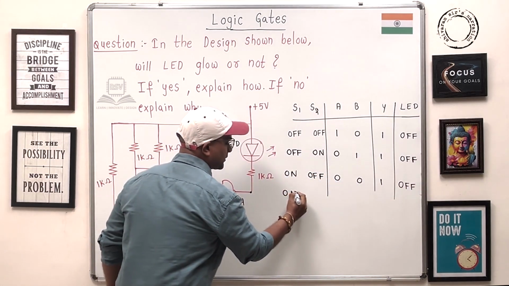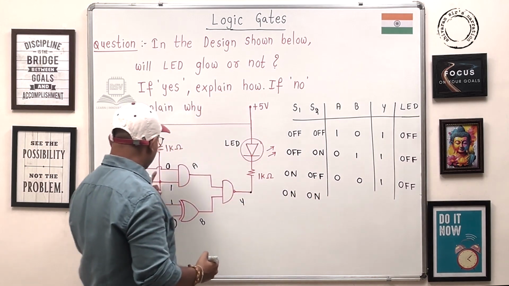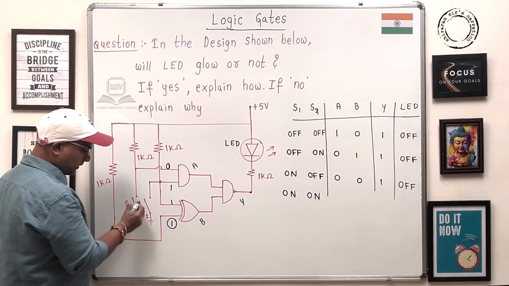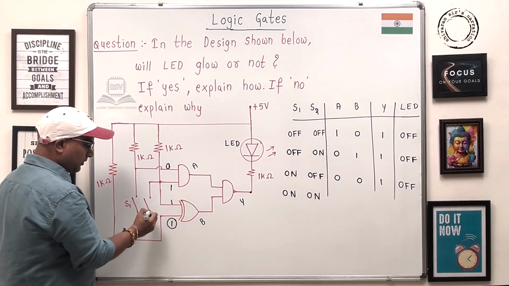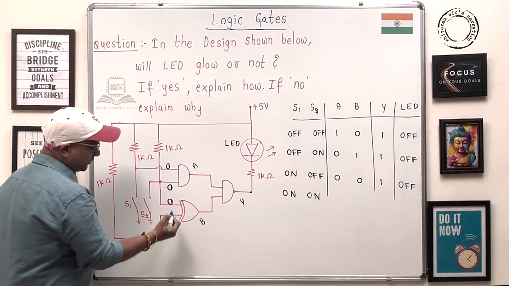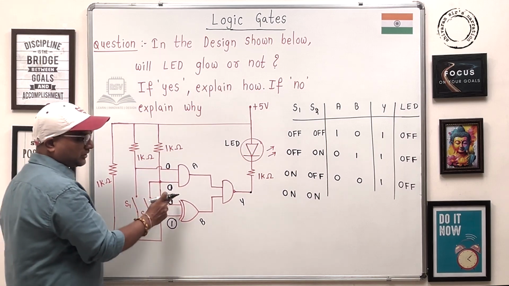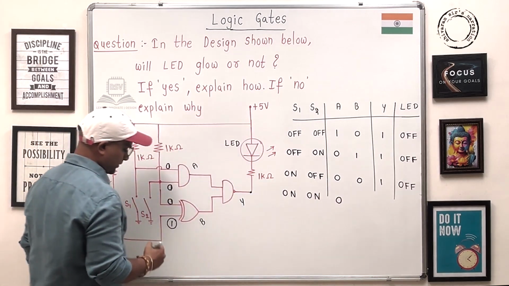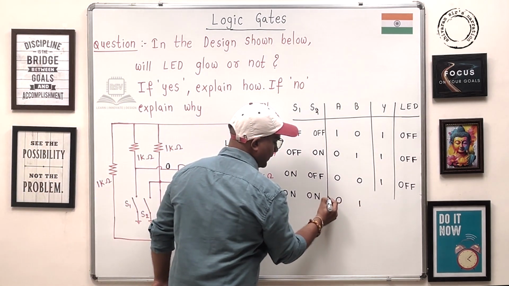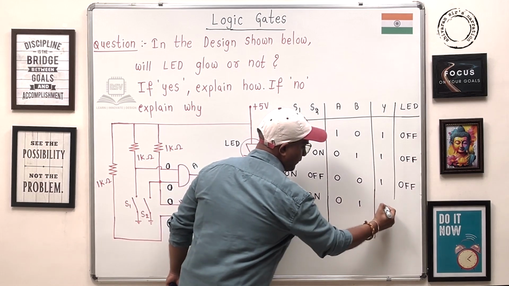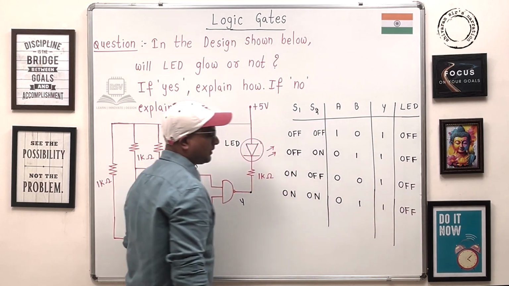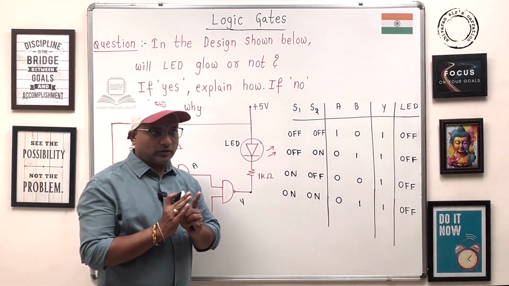Let's try the last state, on, on. Both are on. If both are on, here it acts like a short circuit. Switch is on. Here you get 0. Here also you get 0. Because of this, here also you get 0. This is permanently 1 only. 0 into 0 is 0. 0 into 1 is like 0. XOR 1, 1. Then 0 into 1 is 0, 0 bar is 1. That means even when both the switches are on, then also the LED will not glow.